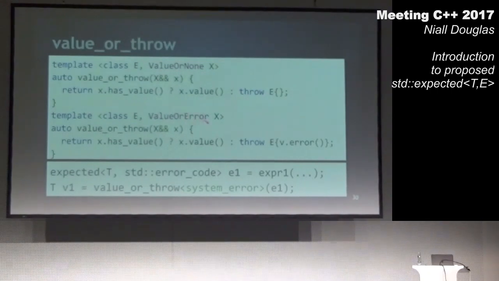If it's a value or error concept, then again you get has value, returns the value. Otherwise, it throws E, but constructing it with the value of the current error. Here's an example of usage. T with std error code is the E value. If this expression has the value T, the T will be extracted. Otherwise, it will throw system error, so that would be std system error, taking the std error code that was returned back as its input parameter, and that will get propagated up the stack unwind. Does that make sense to everybody?